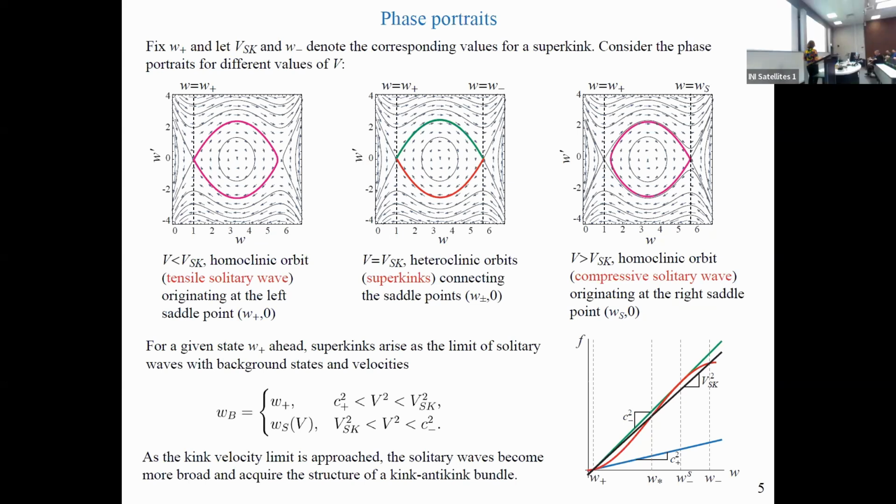These are known in the literature as flat top solitary waves. Here, this diagram just shows you that the tensile waves exist between the C plus velocity, which is just the sonic speed of W plus, and the super kink limit. And the compressive waves exist between the super kink limit and this C minus velocity, which is obtained by the tangent emanating from W plus.